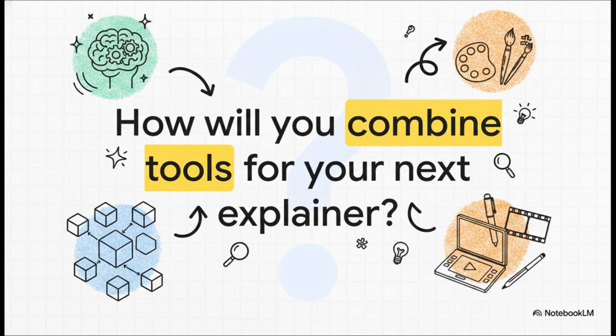You've got the structural precision of code, the insane generative speed of AI, and the creative control of traditional compositing right at your fingertips. So the question really isn't, is this technology usable anymore? The real question is, how will you combine these tools to build your next explainer?